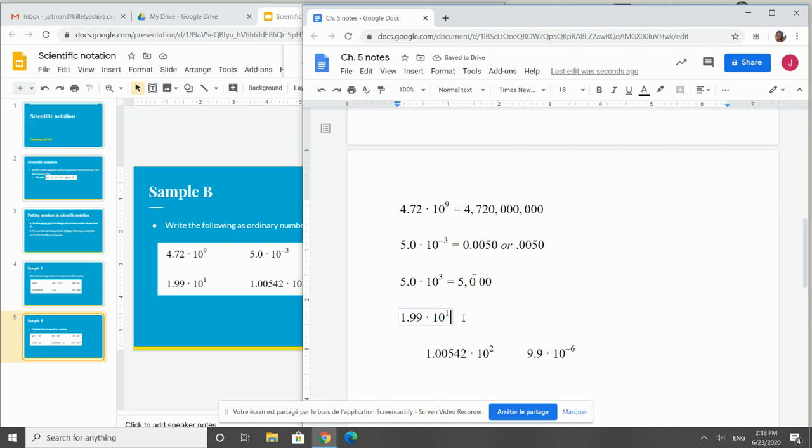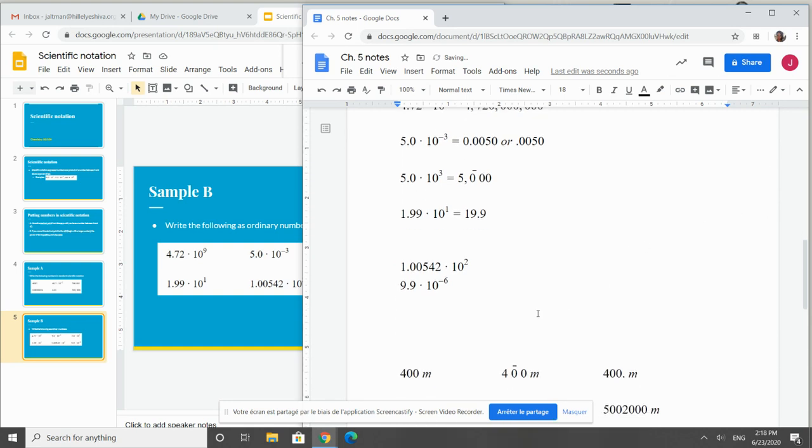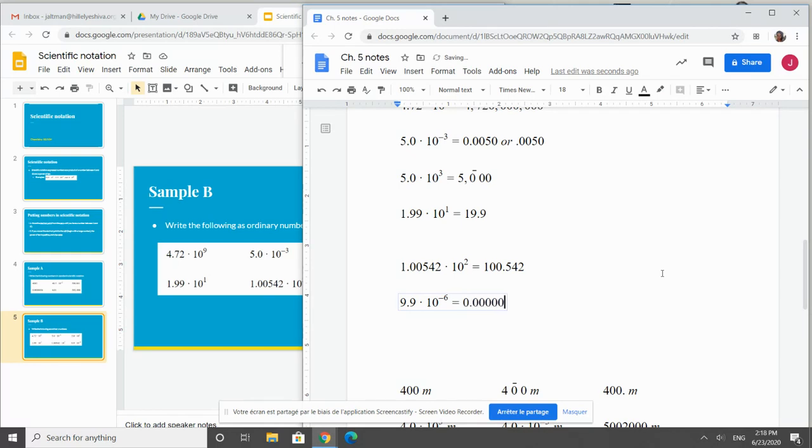The next one, I move it to the right 1 time. For the next one, I move it to the right 2 times. And then for my last one, I move the decimal to the left 6 times. So whether or not you put that 0 there before the dot is entirely up to you.